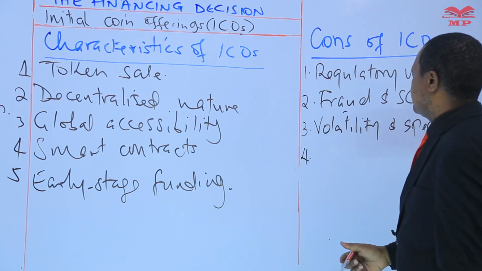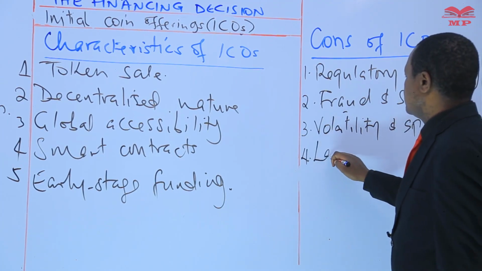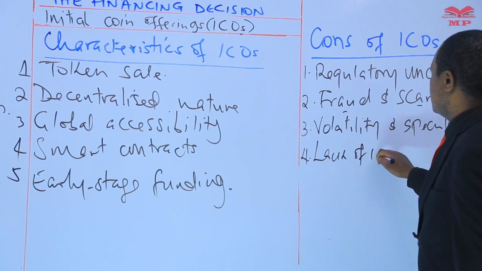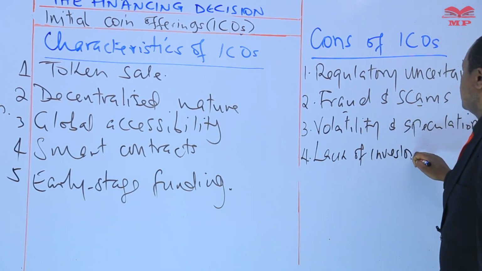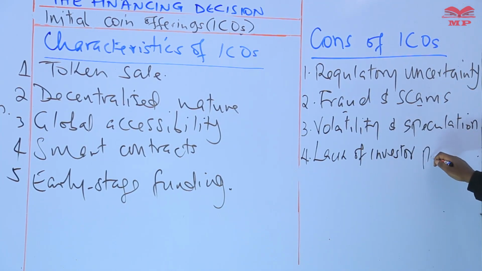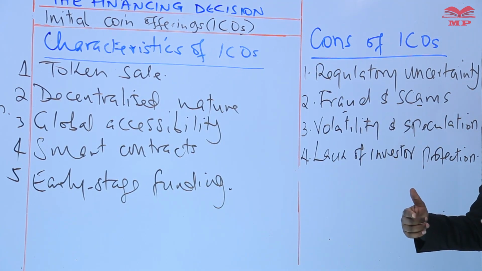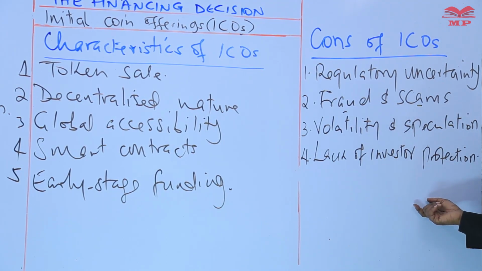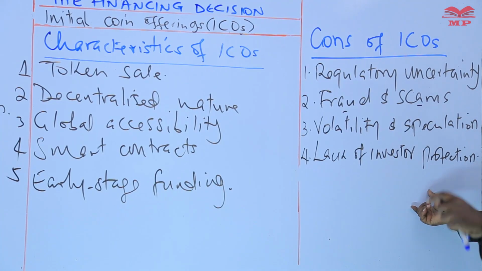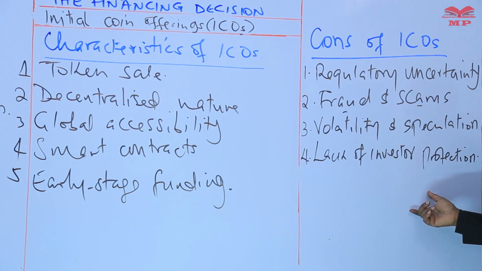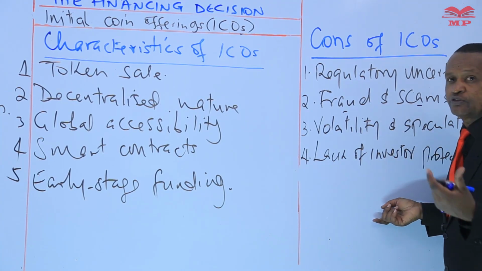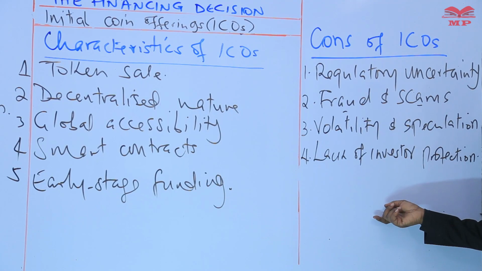4, there is lack of investor protection. Investors are not protected in the ICO space. Unlike traditional securities offerings, ICOs may lack investor protection such as disclosure requirements and regulatory oversight, which may lead to potential risks for investors.